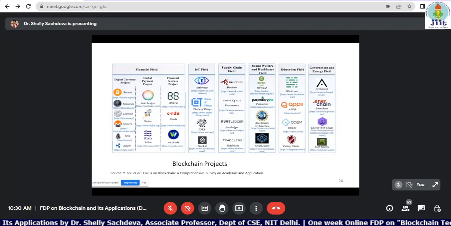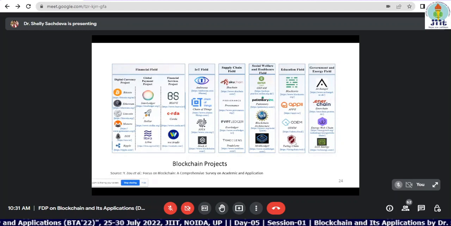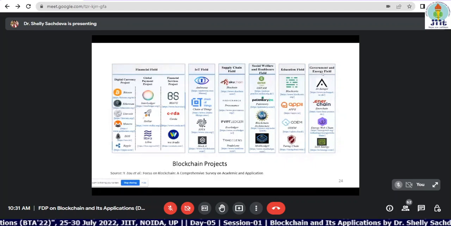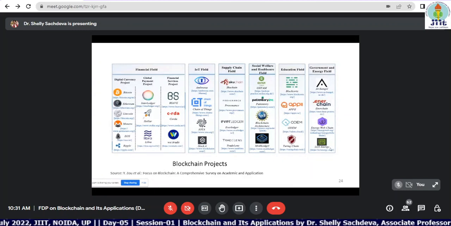In supply chain management also, we have certain projects running. For example, TradeLens and Everledger are some examples. In the social welfare and healthcare field, we have certain projects, and MedChain, for example, is a particular proposal that has been proposed in the healthcare sector. Then a blockchain architecture has been proposed, and Patientory Inc. is another project going on. MediLedger is also in the healthcare field, and in education there is the Turing Chain. In the government and energy field, we have Enerchain, Energy Web Chain, and LO3 Energy as projects going on.